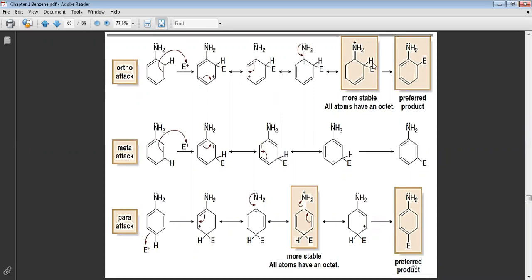Why? Because we have an additional resonance structure: 1, 2, 3, 4 resonance structures. But the meta has just 3 resonance structures. Of course, more resonance structures is more stable than 3 resonance structures. For this reason, the ortho attack will be preferred over the meta. The same thing for the para.